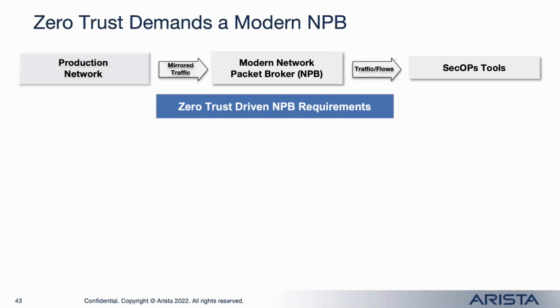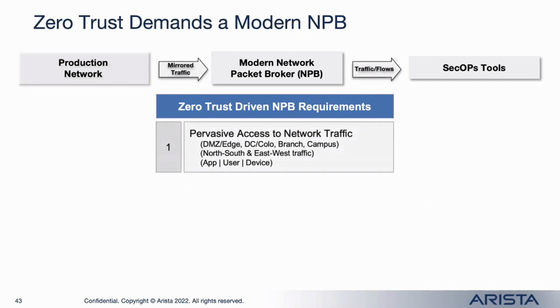So what are some of the requirements for zero trust? Let's start with the first one, a very obvious one. You have to have pervasive access to network traffic across a variety of locations: in the data center, colos, edges, branches, campus, and so on. Of course, you want to capture north-south traffic and east-west traffic, and all sorts of endpoints are generating this traffic: app to app, user to app, device to user, and so on. That's the number one requirement.